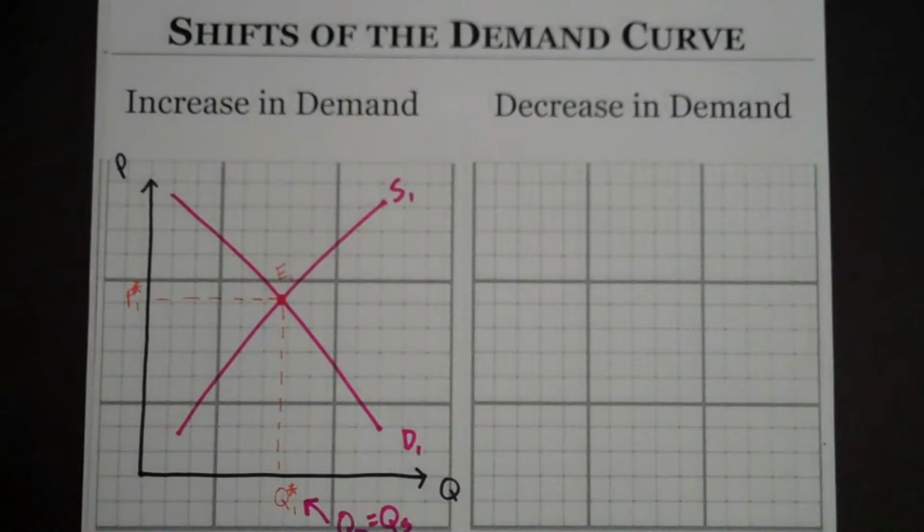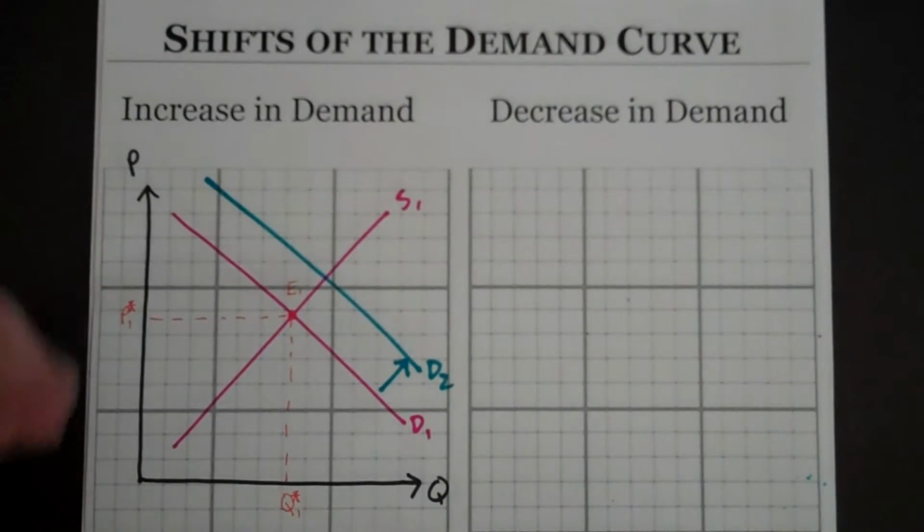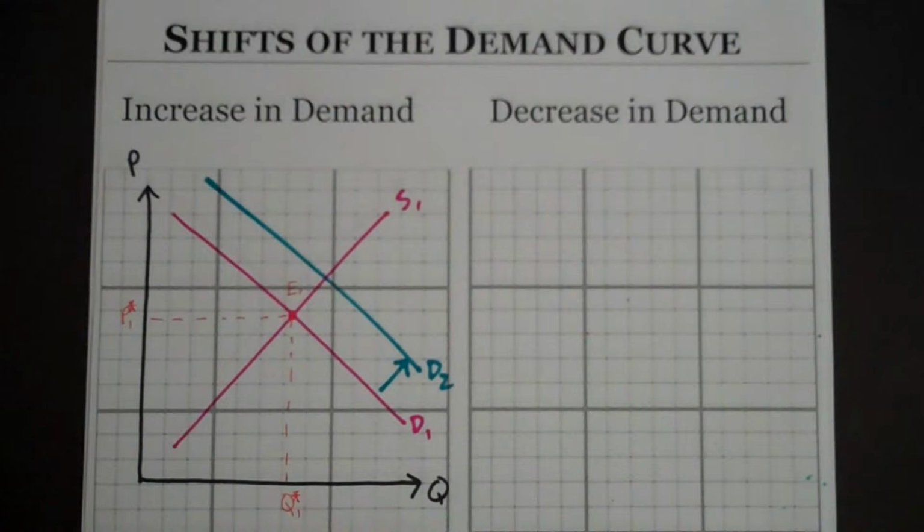The graph asks us to increase demand. So I'm going to draw a new demand curve to the right of my old demand curve and call it D2 for demand curve number 2. What you can see going on here is that at each and every price, my quantity demanded has increased. So I have a whole new curve.